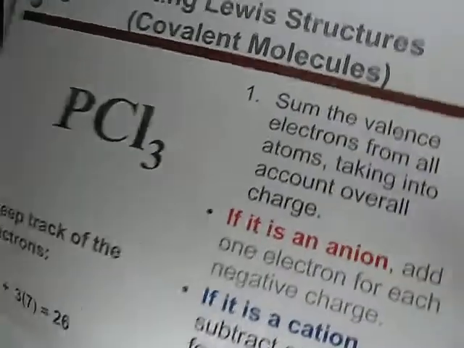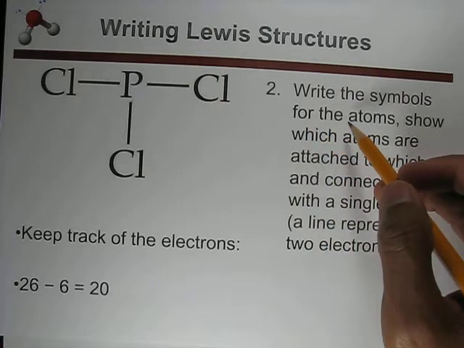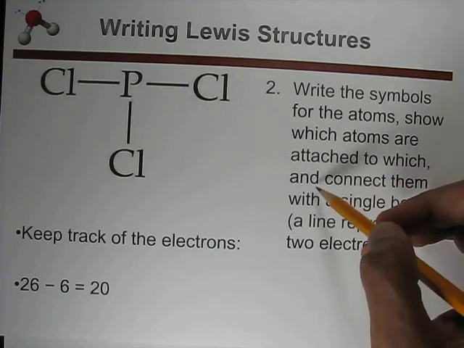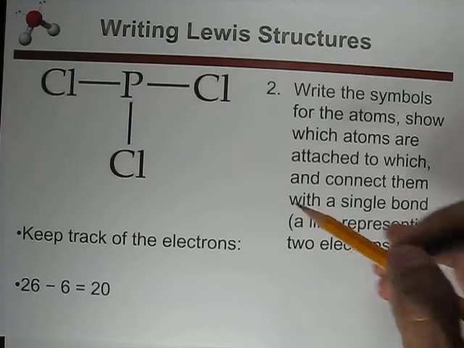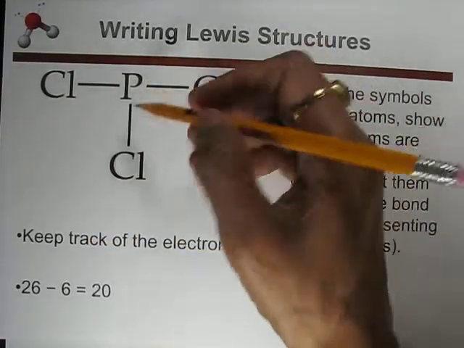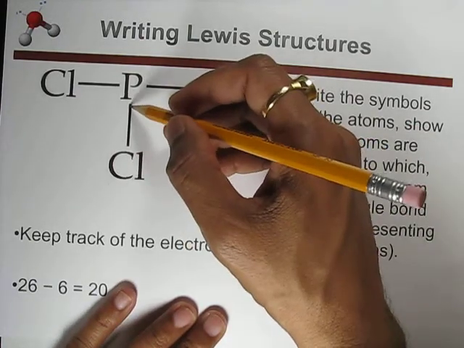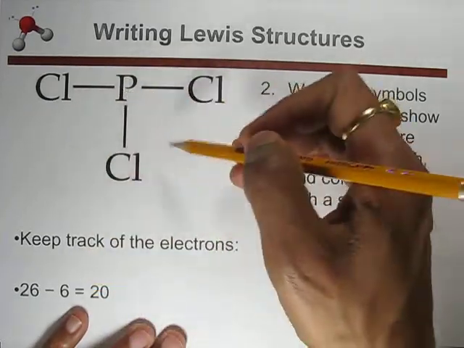How will we place the 26 electrons? First write the symbol for the atoms, show which atom is attached to which, and connect them with a single bond. A line represents 2 electrons. So phosphorus has a single bond with each chlorine, which means phosphorus shares 1 electron and each chlorine shares 1 electron. So there are 2 electrons here, 2 here, 2 here. In total we used 6 electrons, only 20 remain.